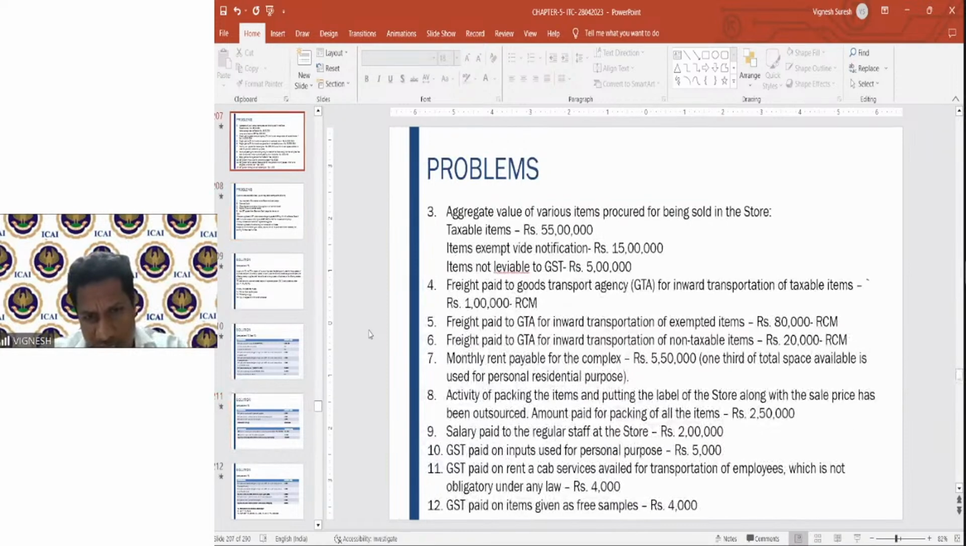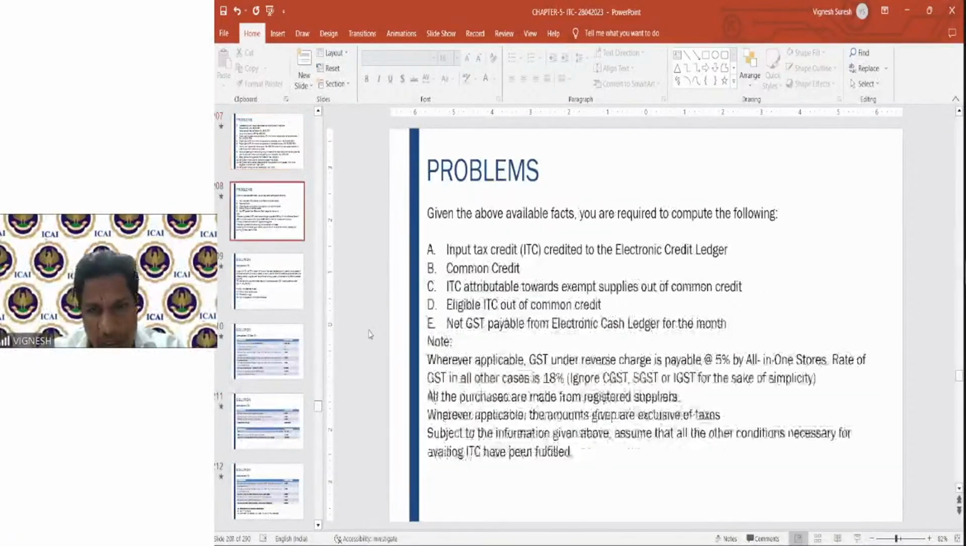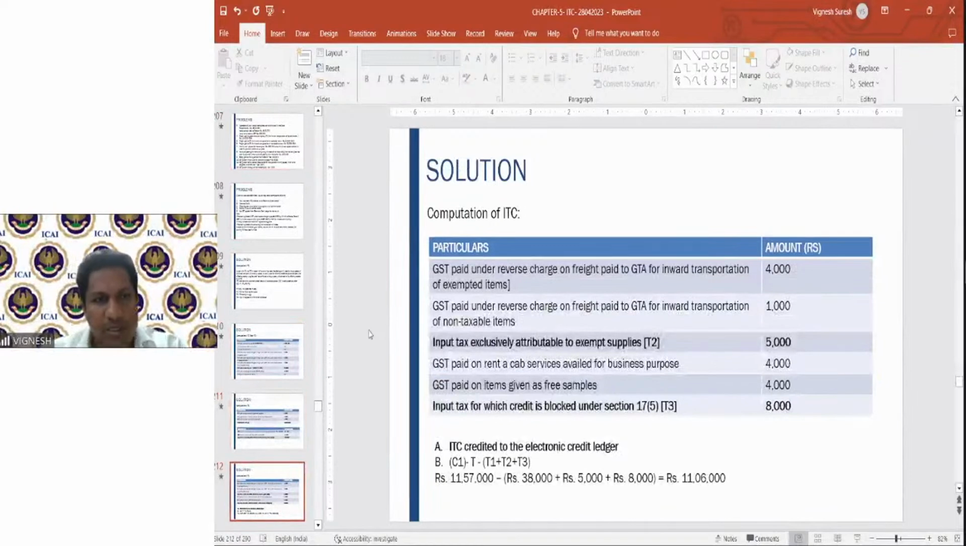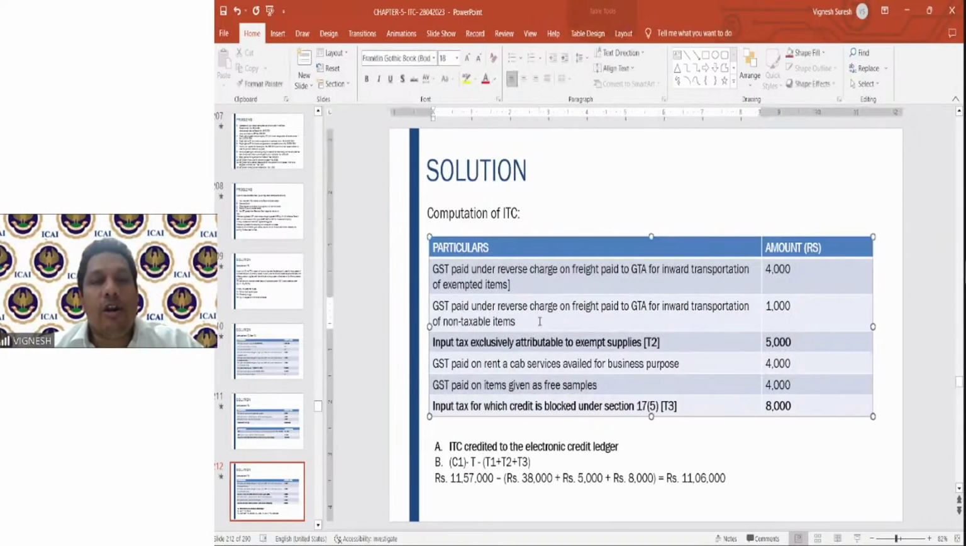Anything else in the question? Please look at it. Non-business purpose, nothing else is there. After you cover non-business purpose, we will go to the second one, which is inputs exclusively attributable to exempt supplies. So GST paid under reverse charge for exempt items 4,000. Then non-taxable items reverse charge is 1,000. So total exclusively attributable to exempt supplies is 5,000 here.